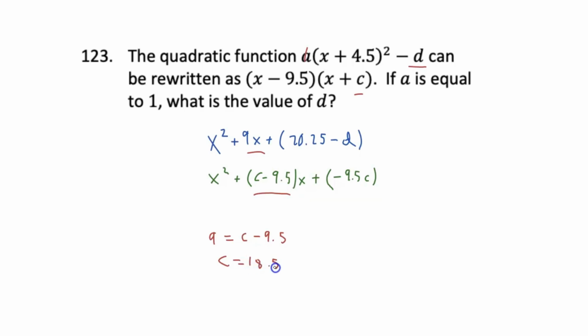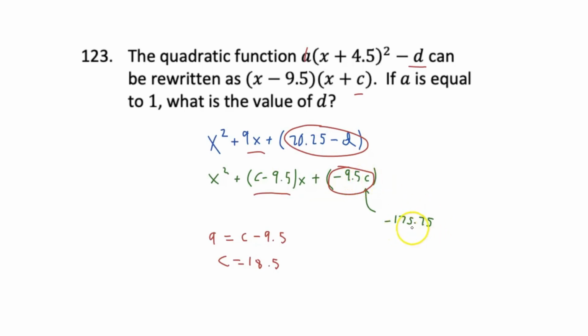18.5. So now that we know the c value, this makes the problem super easy because we see we have this c value in here. So what we can do is 18.5 times negative 9.5, which will give us negative 175.75. And so now when we set this part of our quadratic expression equal to this part of the quadratic expression, we only have one missing term, that being d, which we can pretty easily solve for.